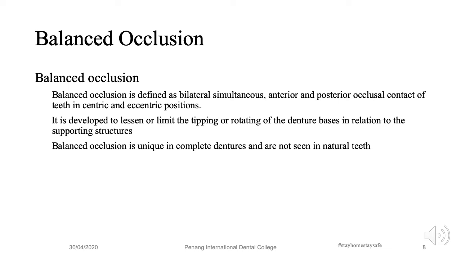So in balanced occlusion, even though there is contact in the anteriors, you arrange the teeth in such a way that even the posteriors come in contact. So on both sides, that is bilateral. So a simultaneous contact between the posteriors and the anteriors of the occlusal surfaces. This is balanced occlusion. That means 3 points of contact will be there, one in the anterior and two in the posterior on the bilateral sides. Okay, this is balanced occlusion.